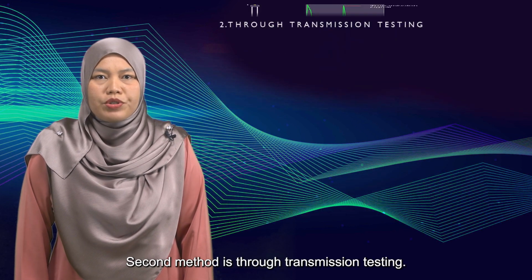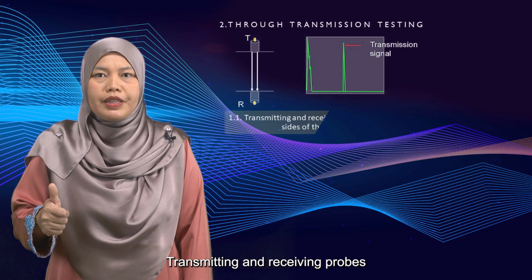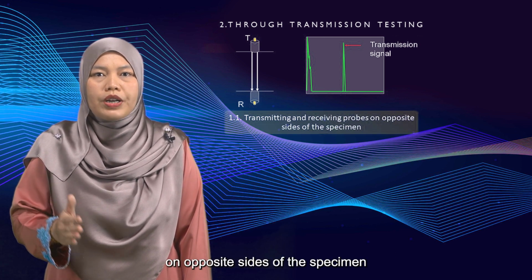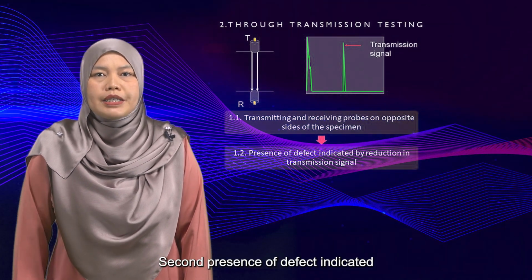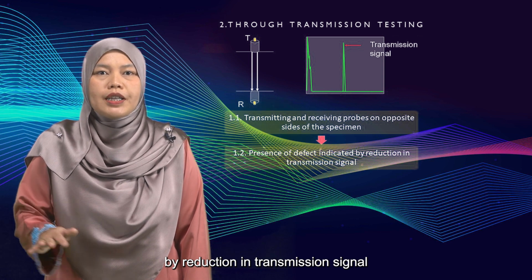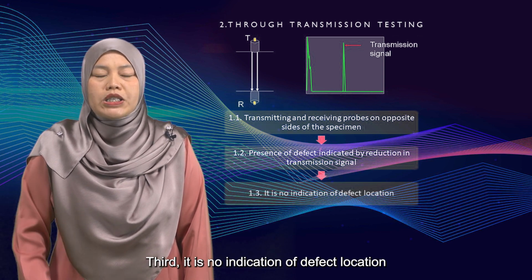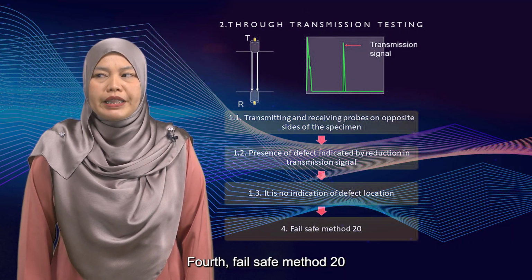Second method is through transmission testing. The workflow of this method is: first, transmitting and receiving probes on opposite sides of the specimen. Second, presence of defect indicated by reduction in transmission signal. Third, there is no indication of defect location. Fourth, fail-safe method.